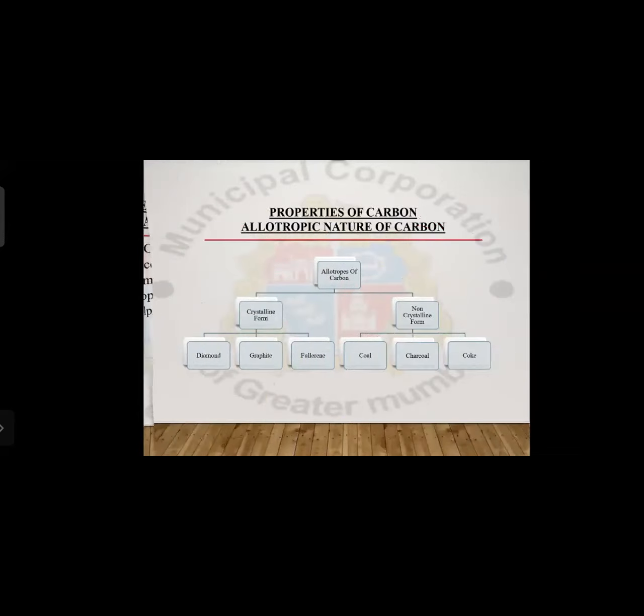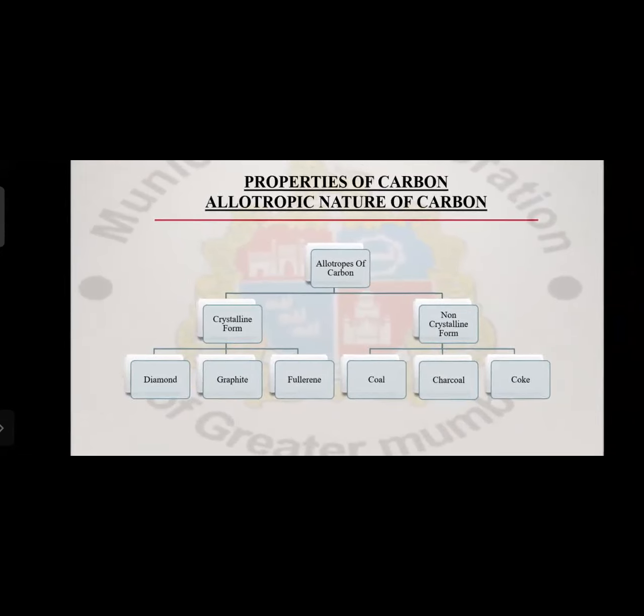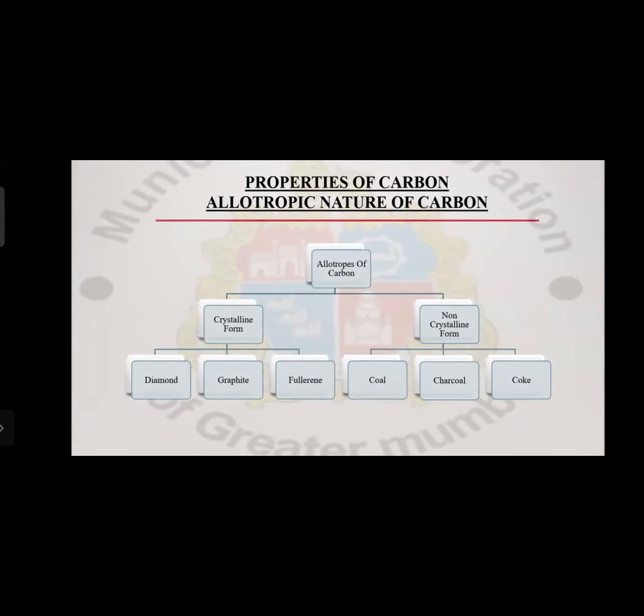Now the allotropes of carbon. What will be the allotropes of carbon? They will have crystalline forms. See here, I have made one more activity-based question, a web-like question. Allotropes of carbon contain the crystalline form, first, and the non-crystalline form, second. The crystalline forms are diamond, graphite, and fullerene.